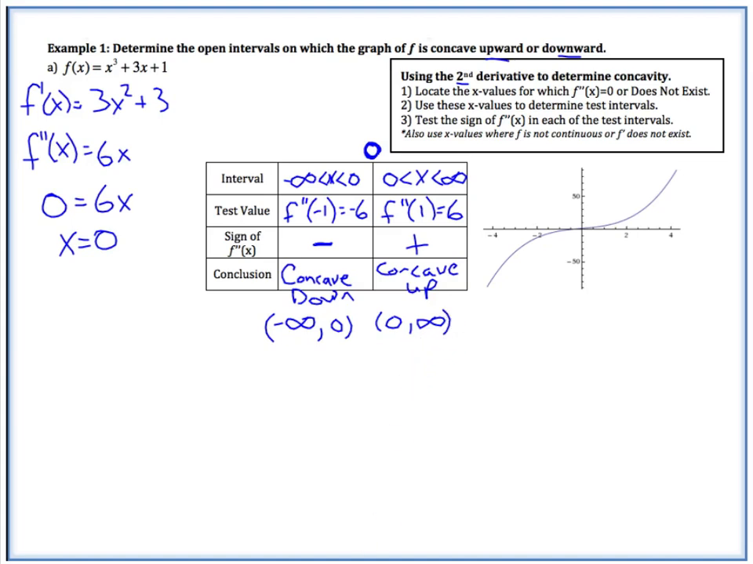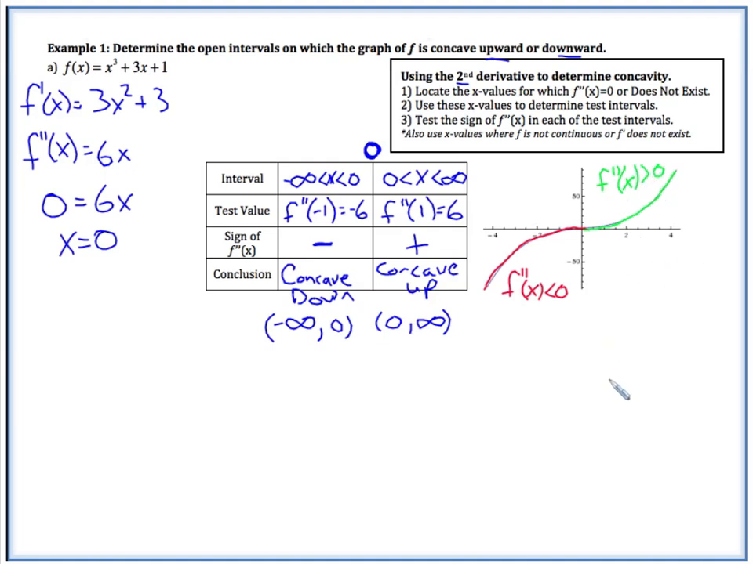Okay? So in our graph, we would see here that this all is concave down. And we can see here that's true because f double prime of x is less than 0 here. And then on this interval, from 0 to positive infinity, we can see it's concave up because f double prime of x is greater than 0, or it's positive.